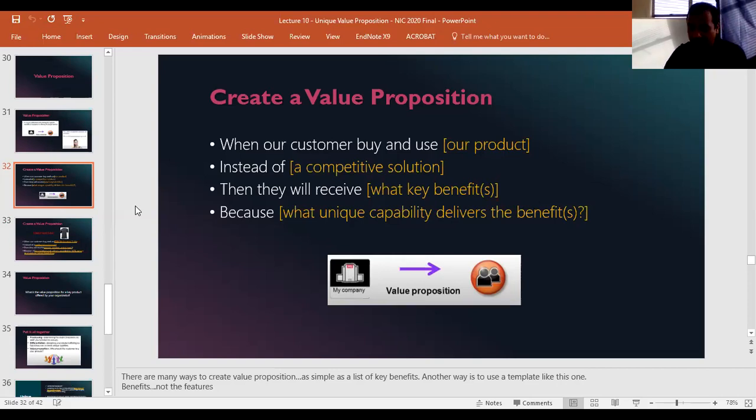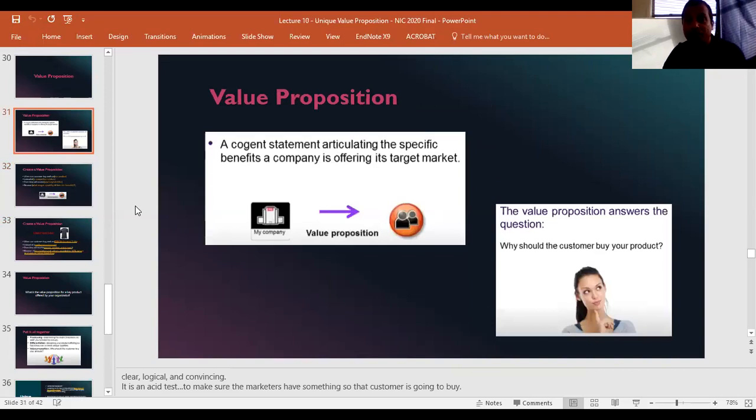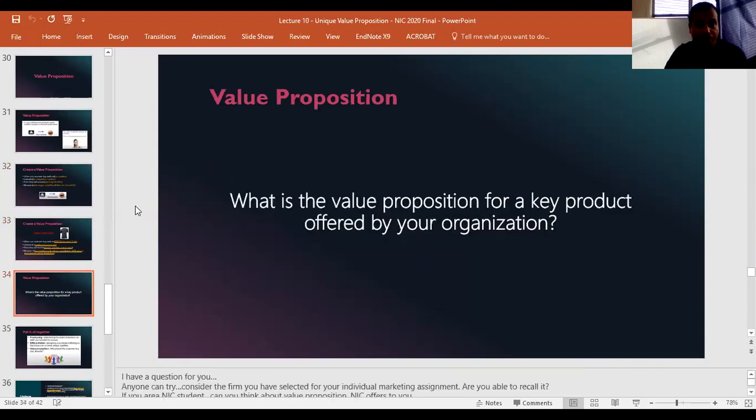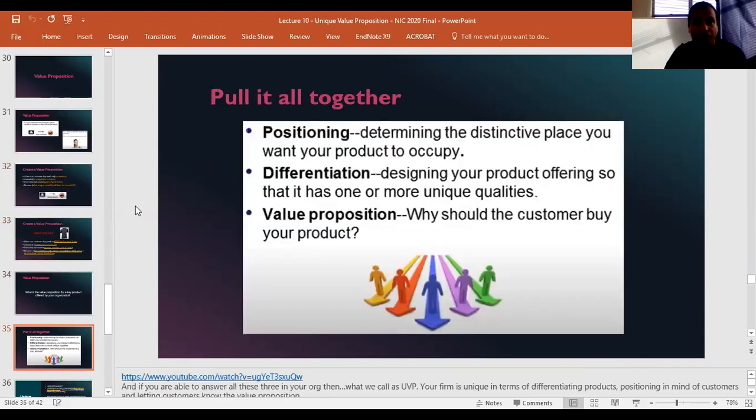So we have understood the concept of value proposition, which tries to give an answer to why the customer should buy your product. And we have seen a template. There are various ways, but this is a simple template which can be used to craft the message in terms of value proposition. Okay, so putting it all together: positioning, differentiation, and value proposition.